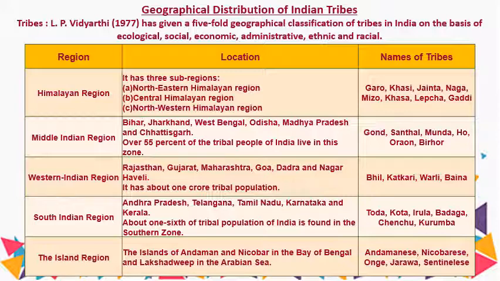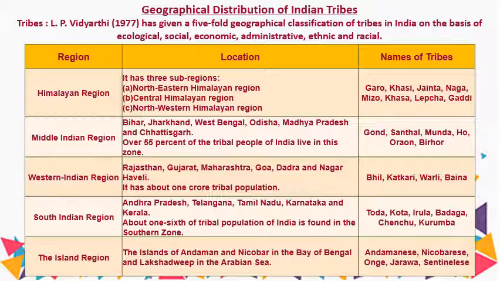The tribes located in this region are Garo, Khasi, Naga, Mizo, Jainta, Khasa, Lepcha, Gaddi. Next is Middle Indian region. Tribes are located in Bihar, Jharkhand, West Bengal, Odisha, Madhya Pradesh and Chhattisgarh. Over 55% of the tribal people of India live in this zone. Name of the tribes are Gond, Santhal, Munda, Ho, Oron, Birhor.